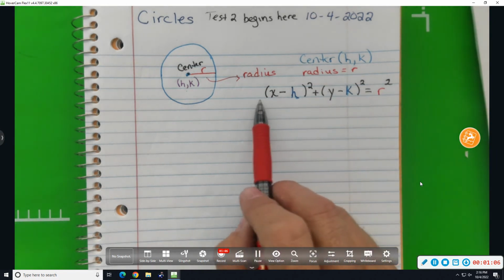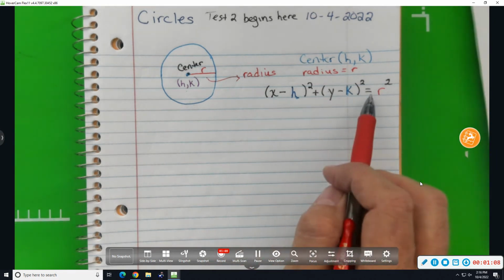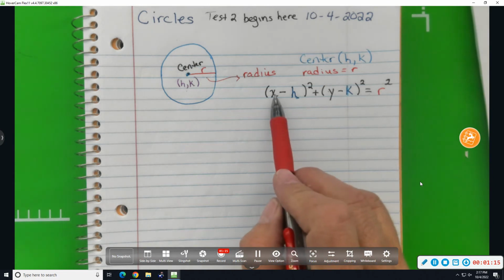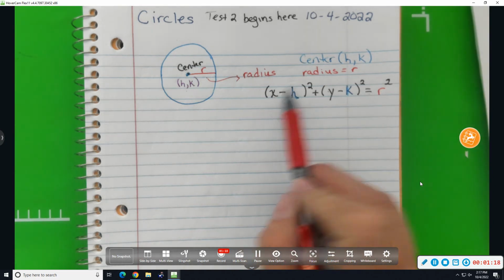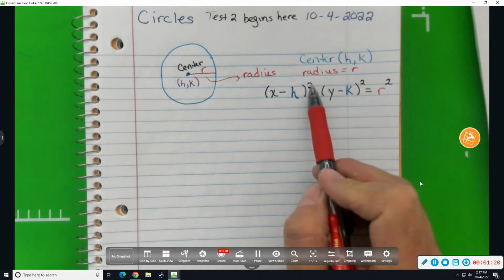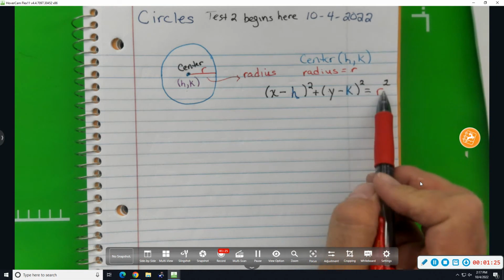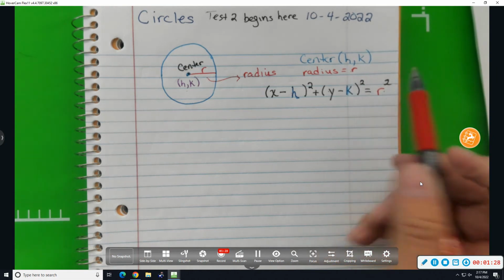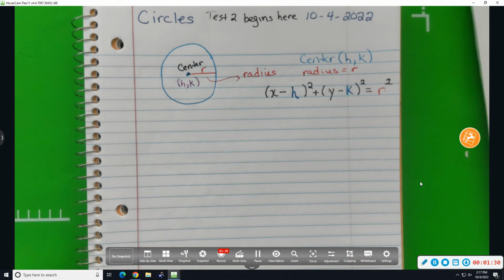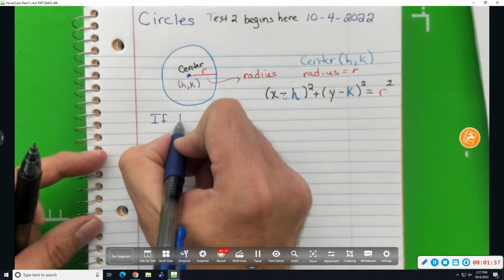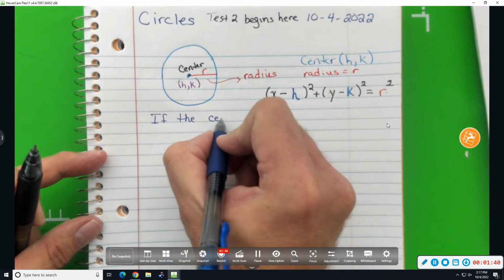Now, in math or algebra, we always want equations. Equations have equal signs. So, if you want to write the equation for a circle, you're just going to be plugging in. It's (x minus h) squared plus (y minus k) squared equals the radius squared. That's called the center radius form of a circle. And it should be obvious why it's called the center radius form. To write the equation, you need the center and you need the radius.